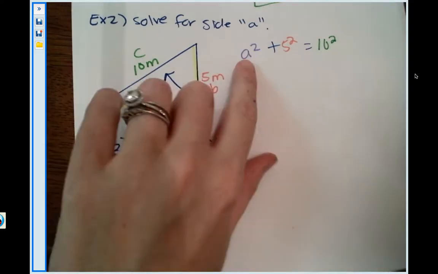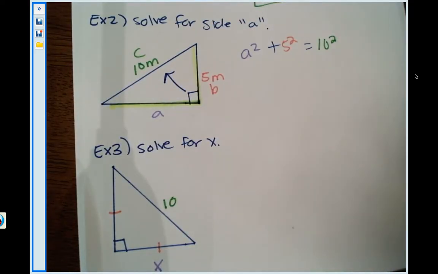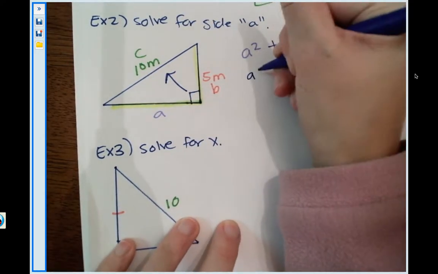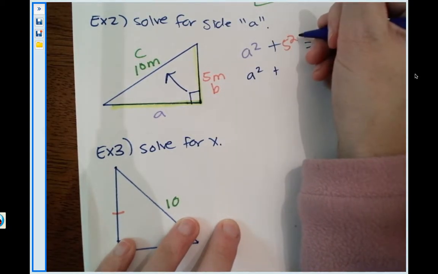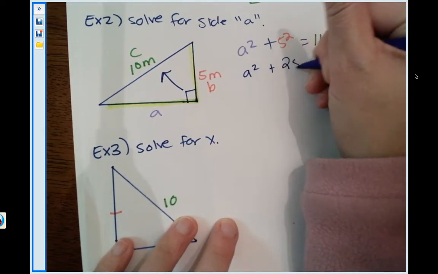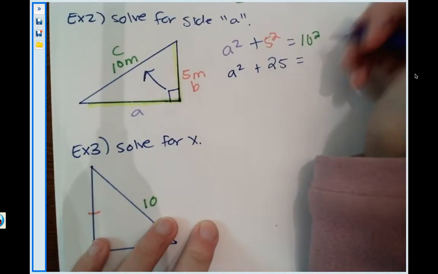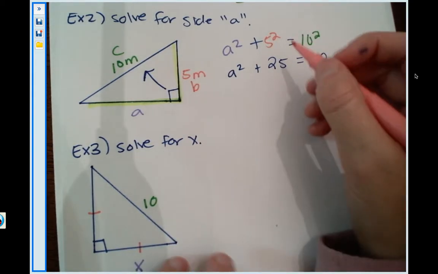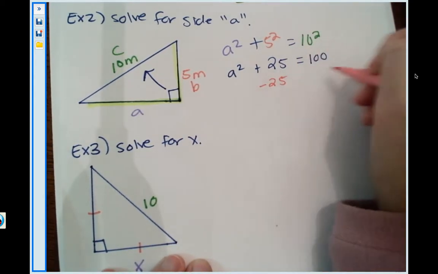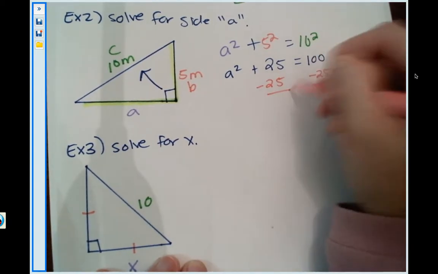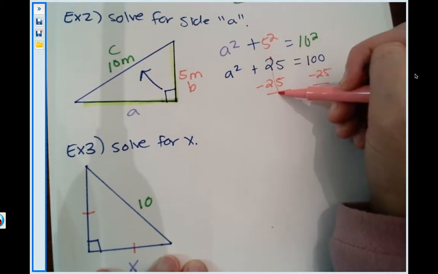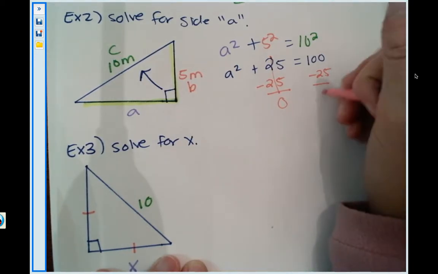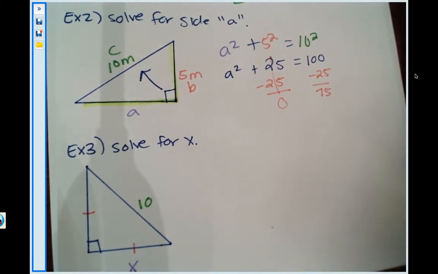Alright, let's solve this thing for A, and then we'll be done. So I don't know my A, so it's just going to be A squared plus 5 times 5, my 5 squared, which is 25. And then 10 squared is 10 times 10, which is 100. Alright, let's solve this thing for A. So I need to bring my 25 to the other side, which the way I do that is by subtracting it on both sides. 25 minus 25 cancels and turns to 0. 100 minus 25 is 75. So we have A squared equals 75.